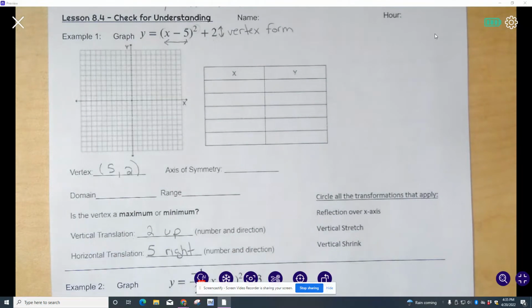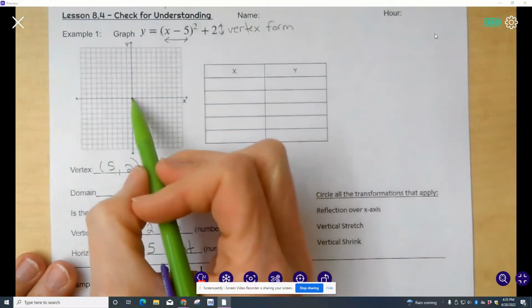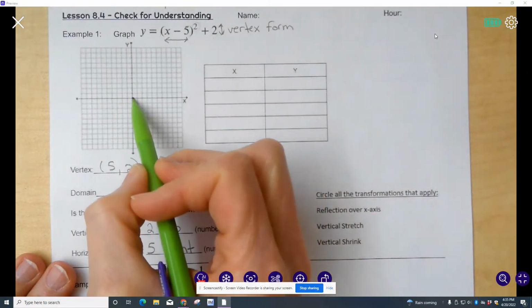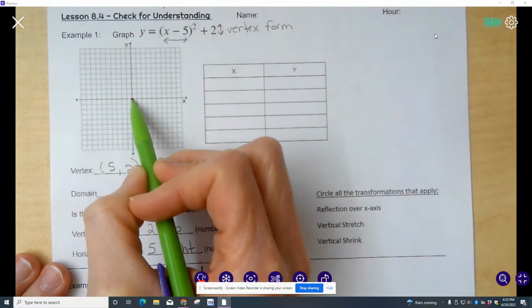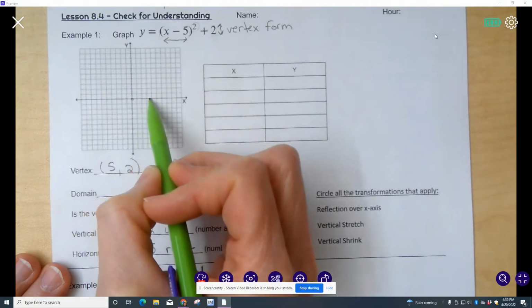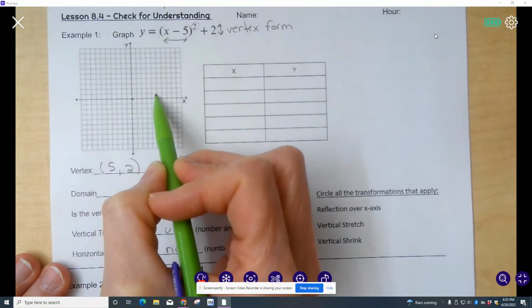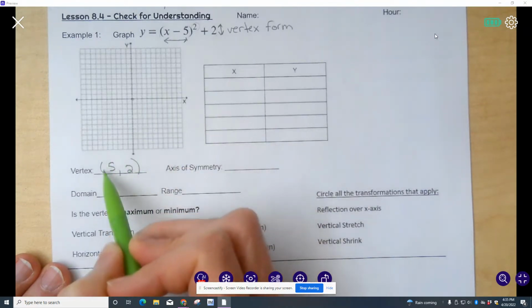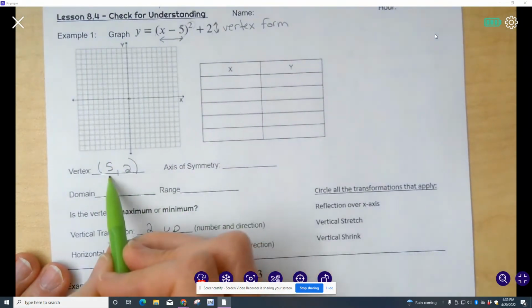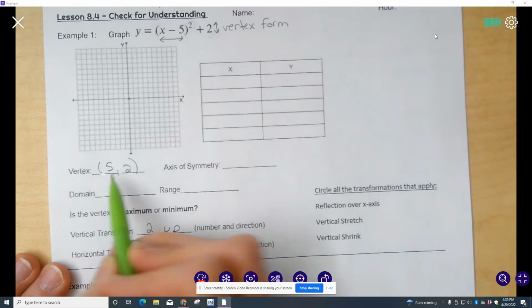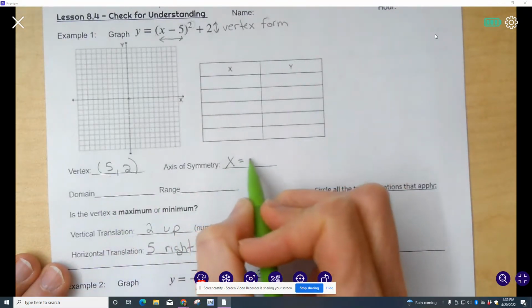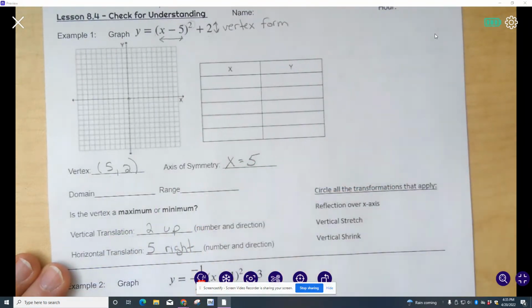So if you had a parabola in standard form, or the parent function of x squared, remember the parent function of x squared has its vertex right there. The vertex would move 5 spaces to the right, 1, 2, 3, 4, 5, and 2 up, 1, 2. So that puts your vertex at 5, 2. If you have a vertex with an x value of 5, then your axis of symmetry is x equals 5.